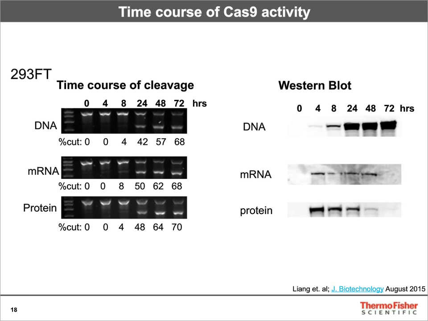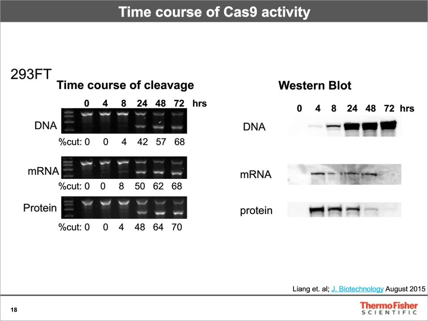So this could be one of the reasons why DNA is having more potential off-target activity compared to Cas9 mRNA or protein. As long as the DNA is available within the cell, the protein is formed, and following the cleavage at the intended target site, the protein is available to go and bind elsewhere in the genome.